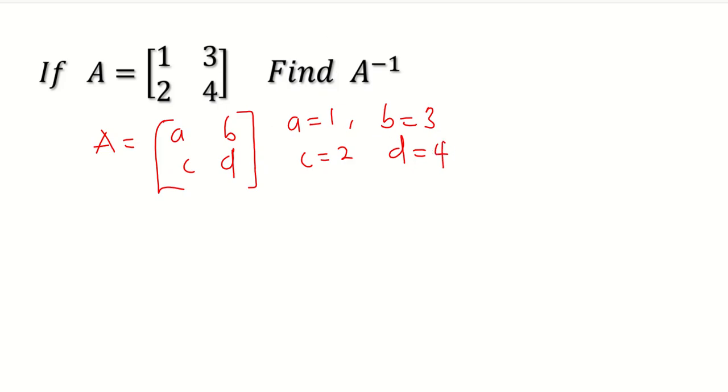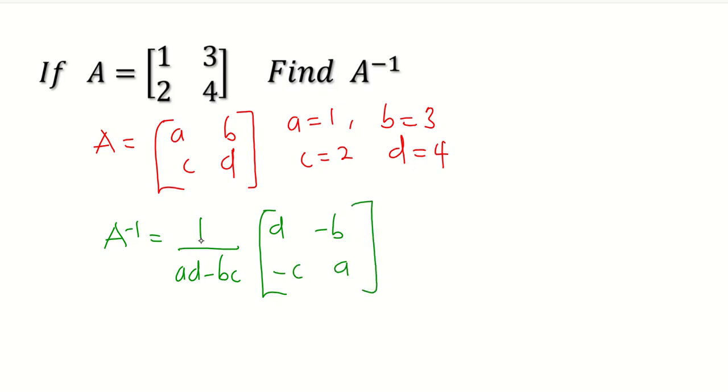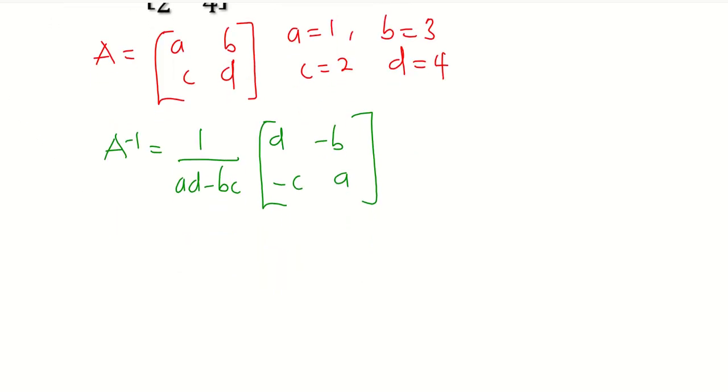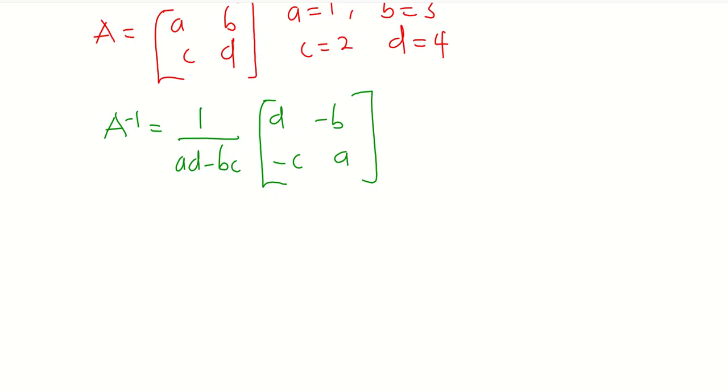Now, having known this, let's go ahead and write the formula for A inverse. So we know A inverse is 1 out of ad minus bc multiplied by d, minus b, minus c, a. And so it's just 1 out of the determinant of A times the adjoint of A. When we do substitution into the A inverse formula, we are going to have A inverse equal to 1 out of, now a is known to be 1 and d is 4, minus b is 3 and c is 2.